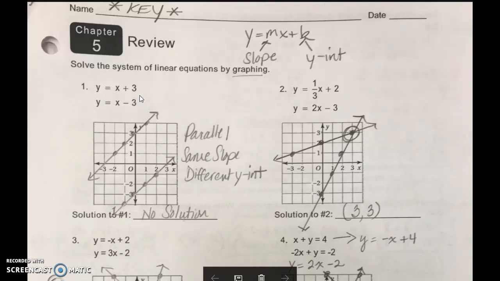The test is coming up tomorrow, so just like usual, we will check your review. You'll take it home and study from it, and then you'll bring it back tomorrow and turn it in before you take the test. So we're going to start by solving a system of linear equations by graphing.